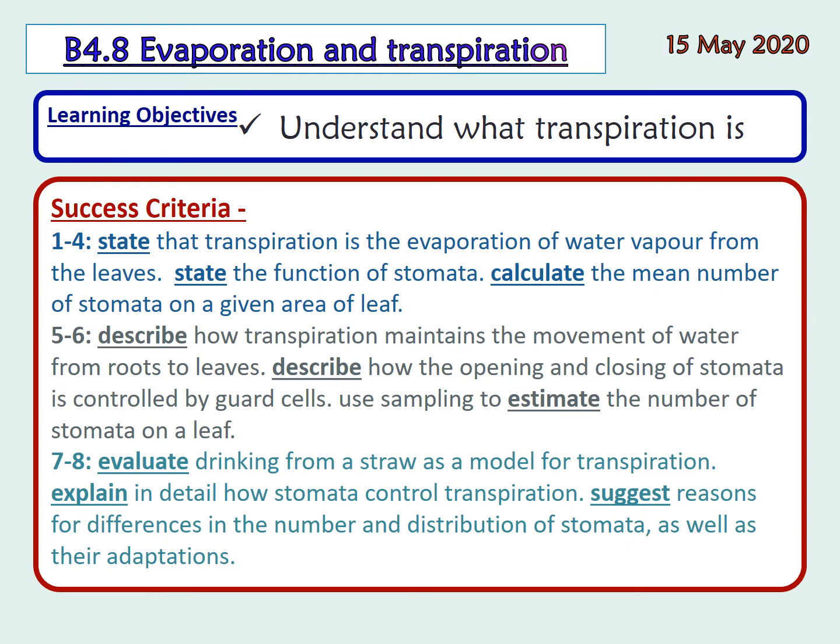For 5 to 6 we need to be able to describe how that movement of water, that transpiration, happens. And also we need to describe how the opening and closing of stomata is controlled by guard cells. For 7 to 8 we need to evaluate the model for transpiration, and that's going to be mostly linked to tomorrow's lesson, where we're going to look at a piece of equipment which can measure the rate of transpiration.